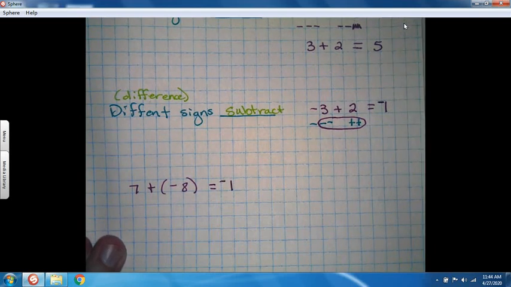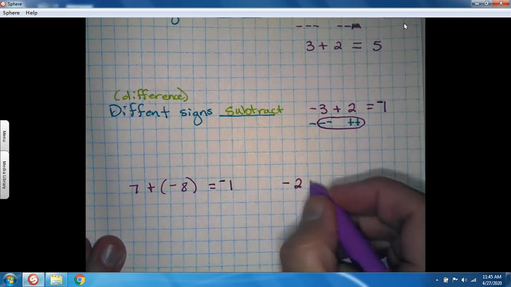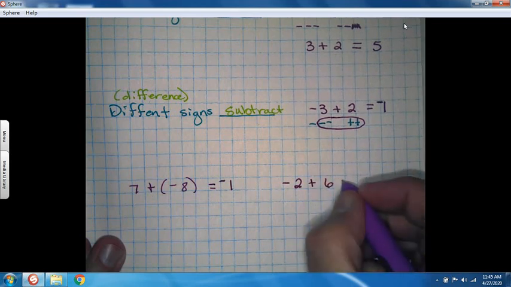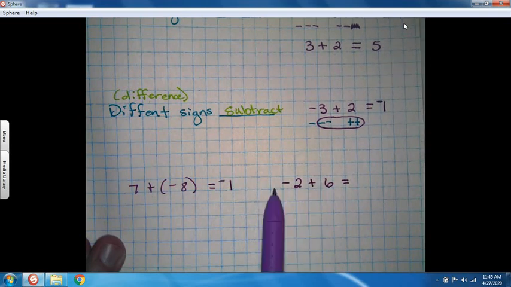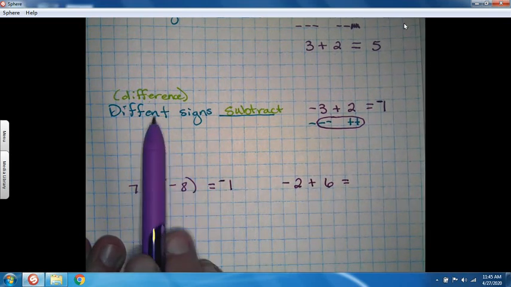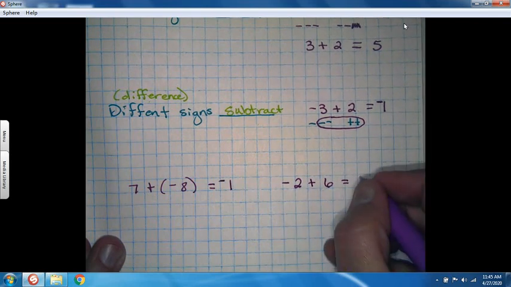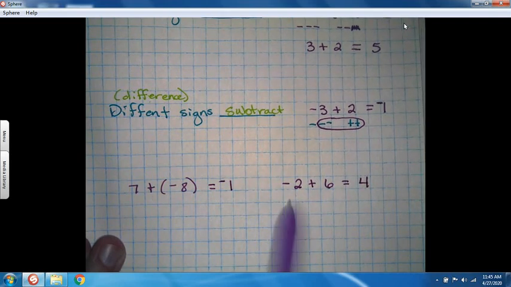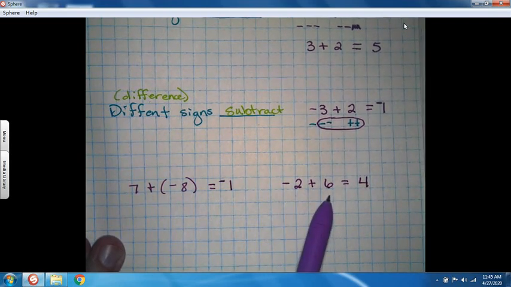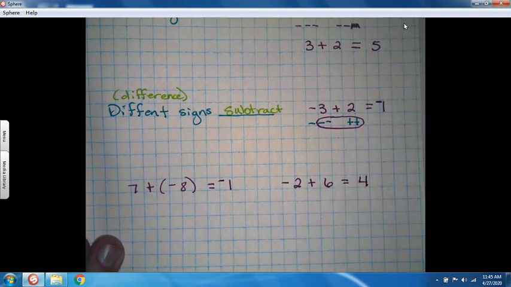Okay? How about this problem here? Negative 2 plus 6. Negative, positive. Signs are different. Different signs subtract. So 6 take away 2 is 4. There's 2 negatives in this pile. There's 6 positives in this pile. So who has more? Negatives or positives? Positives. So your answer is 4.